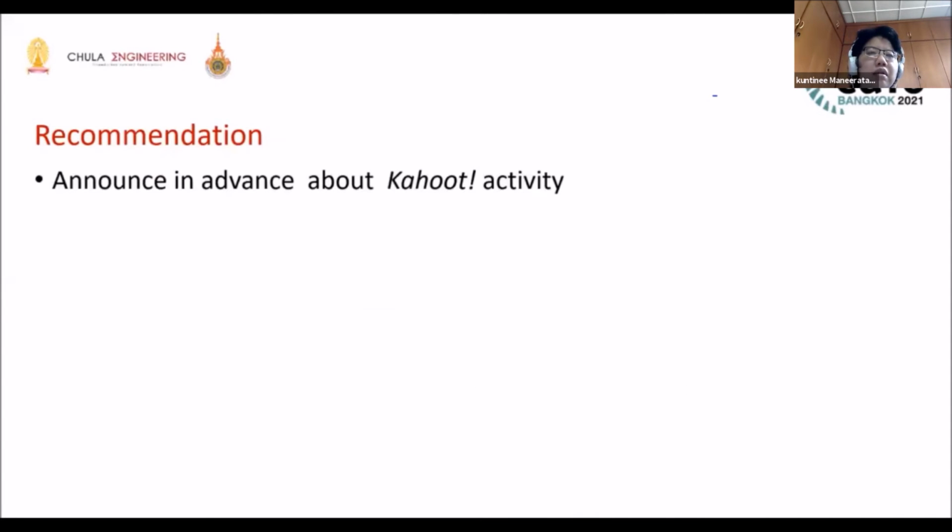suggestion that was raised by a student is to announce in advance that a Kahoot activity will take place so that students will be able to prepare themselves for the lesson. This suggestion indicates that the students possibly recognize the potential of the Kahoot activity as a learning aid and wish to make better use of its offerings.